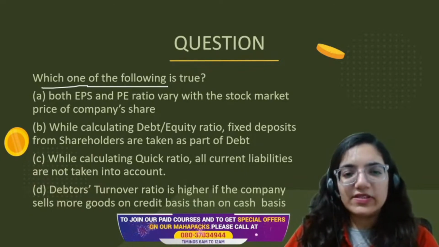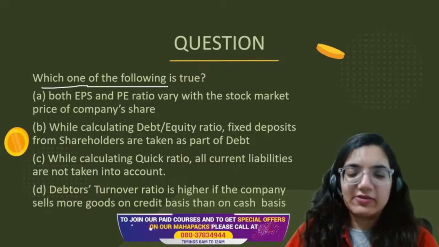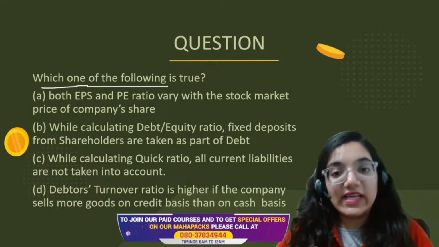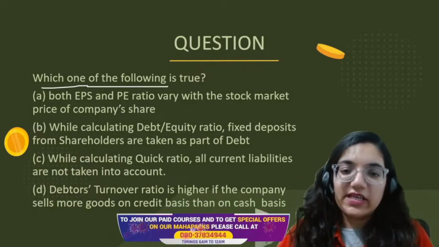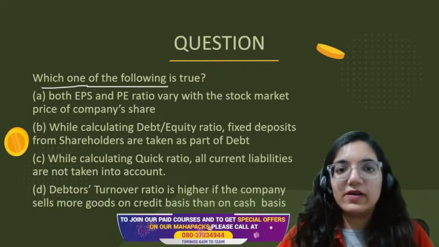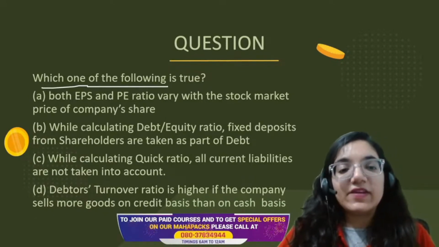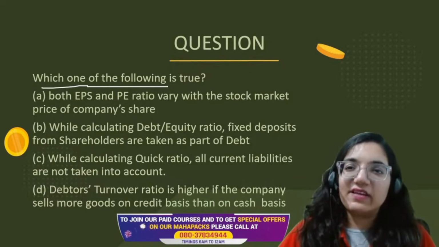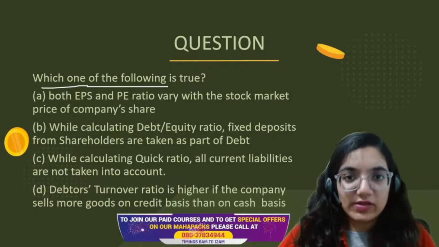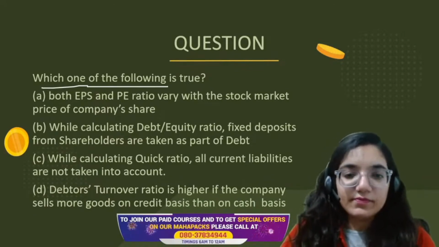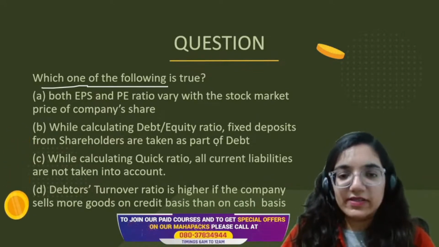Now, the next point is fixed deposits taken while calculating debt equity ratio. Debt equity would simply mean that it includes debt, that is long-term debt, and equity, which is the money given by the shareholder himself. But fixed deposits from the shareholders mean they have given a kind of loan to the organization. Fixed deposits means long-term, more than 1 year. It should be taken as a part of debt.